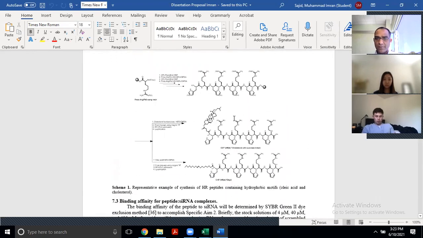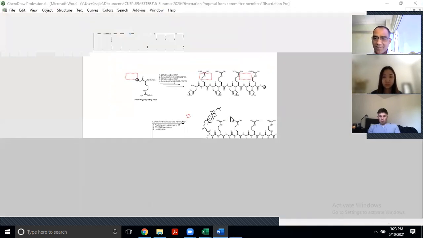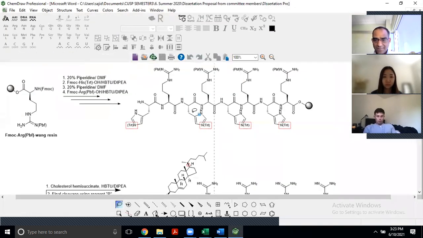This is what I want to tell you. If you could understand this diagram, you are a peptide chemist. It looks very complicated, but it is very easy if you understand the basics. If you don't understand the basics, you will always struggle. You see, this is a resin. Resin is a solid support. So this is resin, okay?